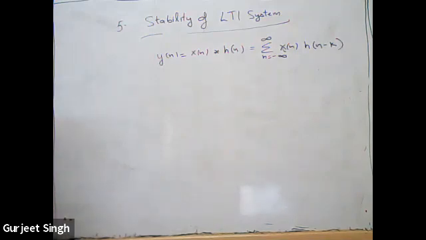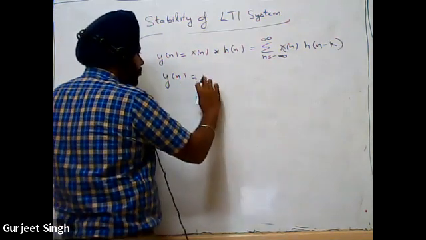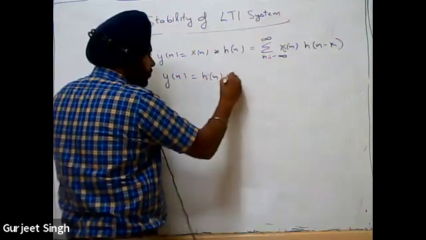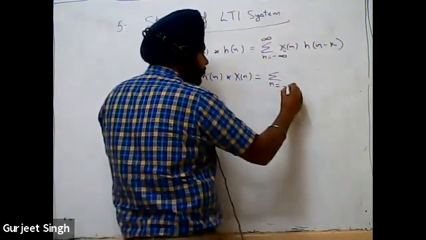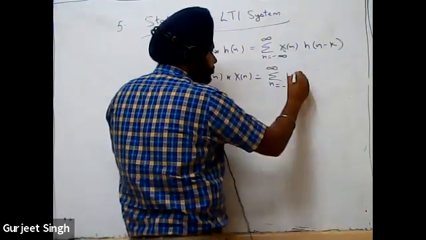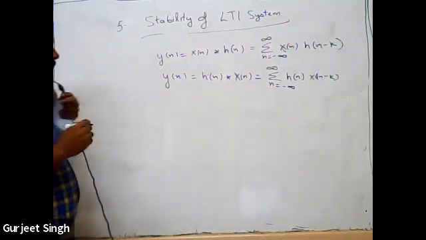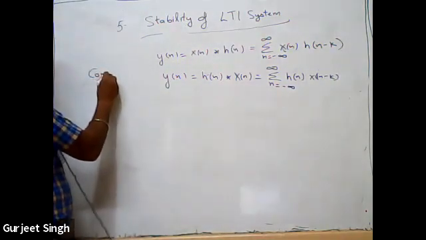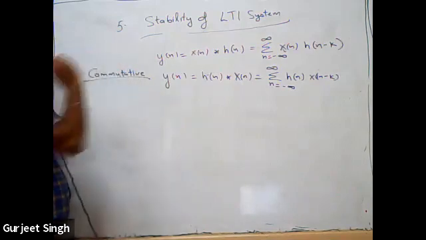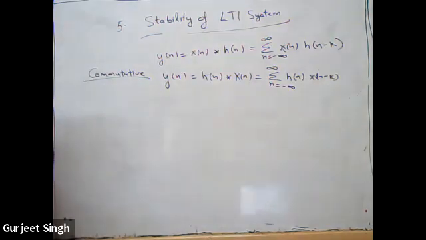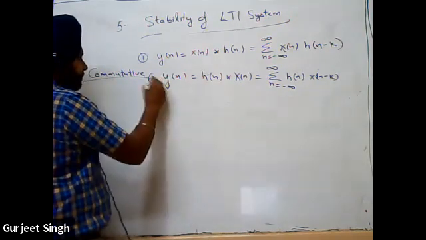So we will change this equation as h[n] convolution x[n]. This is equal to the summation from k equal to minus infinity to infinity of h[k] x[n minus k]. So this is according to the commutative property. We have applied the commutative property to equation number two. This is the step first. This is the step second.